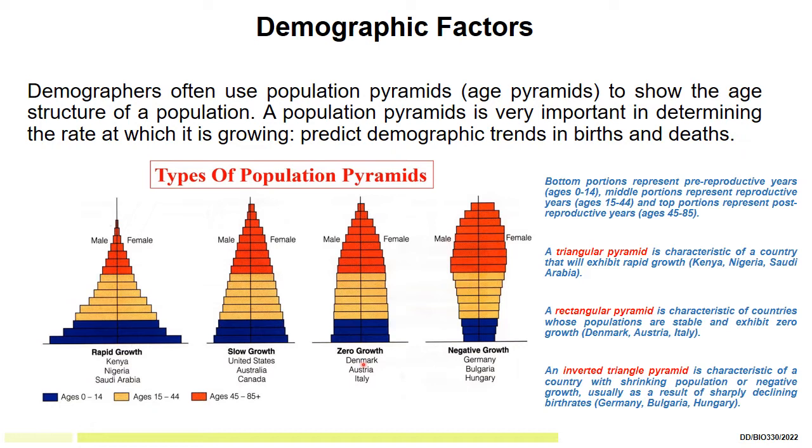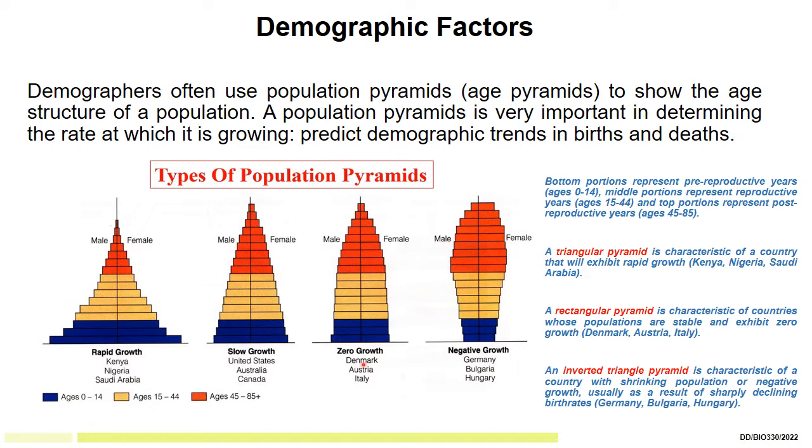In a population pyramid, the bottom portion represents pre-reproductive years. The blue one, meanwhile, the middle, the yellow one, represents reproductive years, ages between 15 to 44 years old, and the red, or the top portion, represents post-reproductive years, ages between 45 to 85 plus.